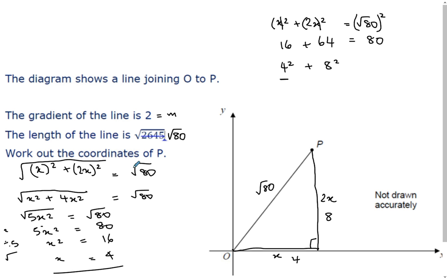So if they ask you to find the coordinates of P, you can tell your x coordinate is 4, and your y coordinate is the 2x, which is 8. Okay, so that's your answer.